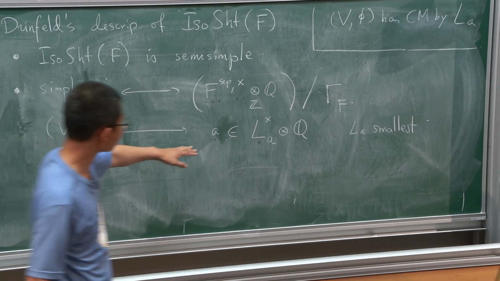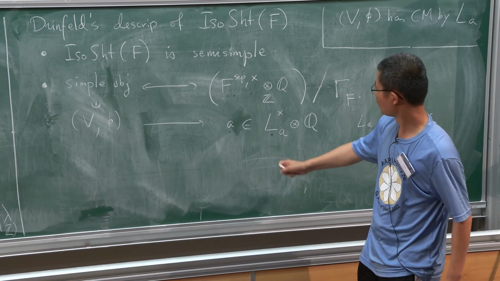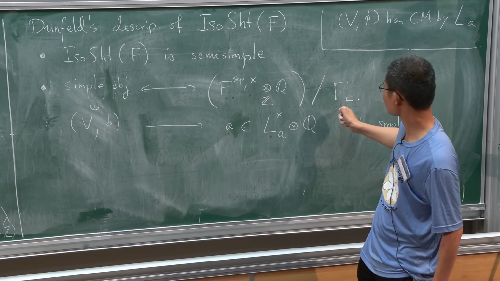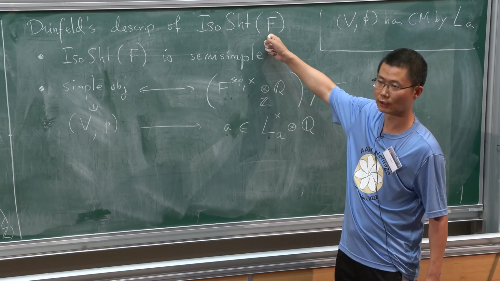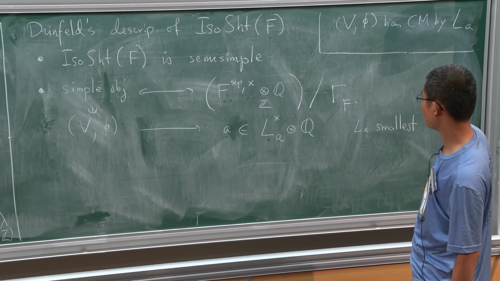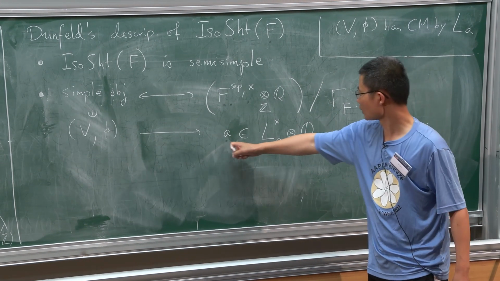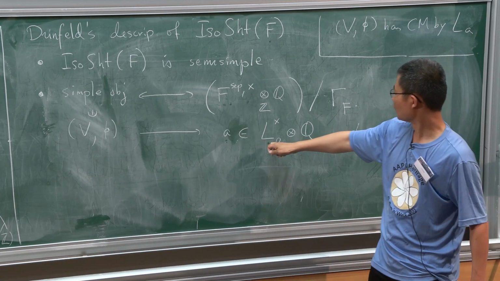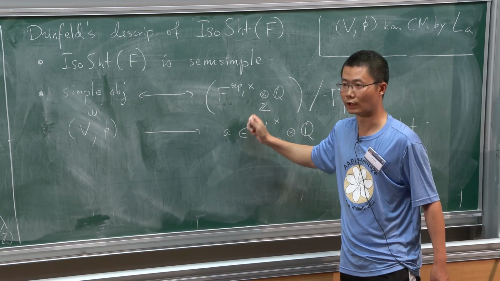A is in some extension of the function field of X. What is L_A? L_A is determined by A up to Galois, and is the smallest field where A is realized.